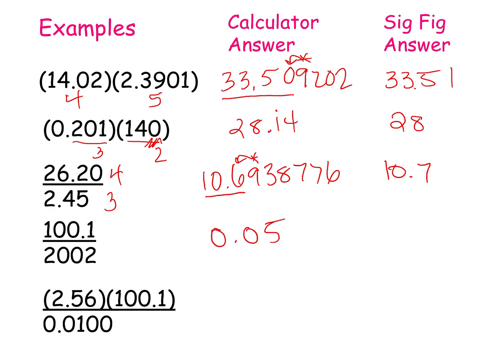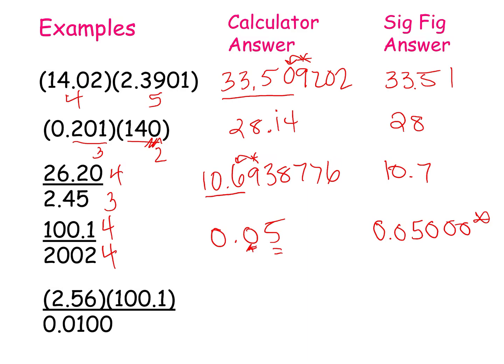The next one, 100.1 divided by 2002 gives me 0.05. 4 sig figs here, 4 sig figs here. How do I make this number have 4 sig figs? Because right now it only has 1. You can't make this 0 significant. No. How could I make it more significant? How about I just add some zeros at the end? That way I have 4 sig figs. Now you might be saying to yourself, 0.05 is the same as 0.05000. Mathematically, I agree, they are the same. But this one here shows a more accurate final measurement.